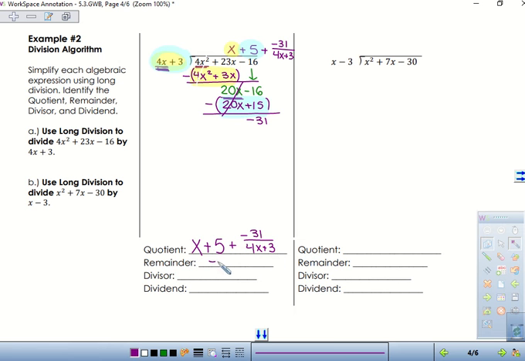The remainder was negative 31. The divisor is what you divided by. And the dividend is what you divided into. Now you do need to know these terms separately and what they mean. You should be able to identify them in the process, okay? So does anybody have any questions about number 1? We're going to do a bunch more practice problems, so plenty of time to get it all organized in your mind. All right, the next one.